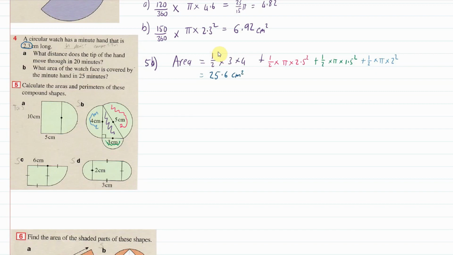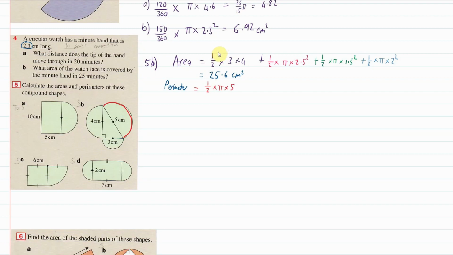Now we're going to do the perimeter of that shape as well. So let's have a look at that. Now with the perimeter, you've got this bit here. So perimeter is around the edge, isn't it? So we can ignore that triangle stuff in the middle. And we know the perimeter of that is half pi d. So half times pi times 5.